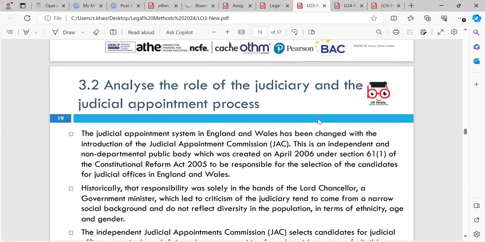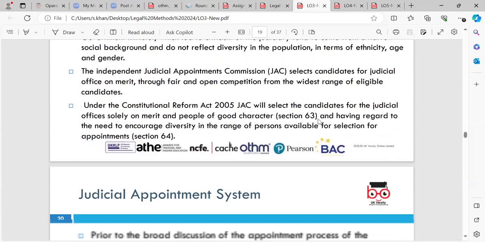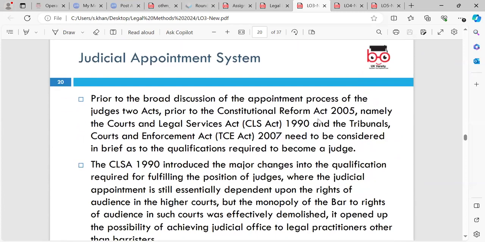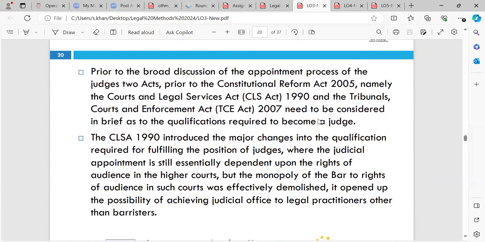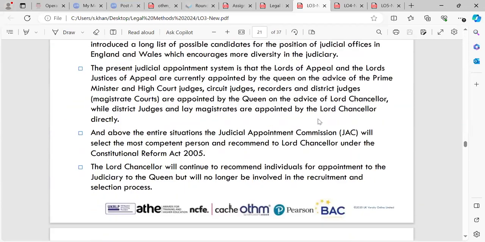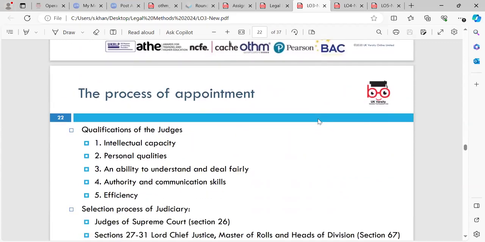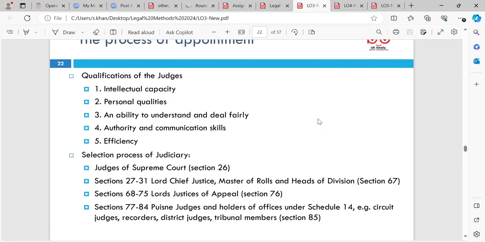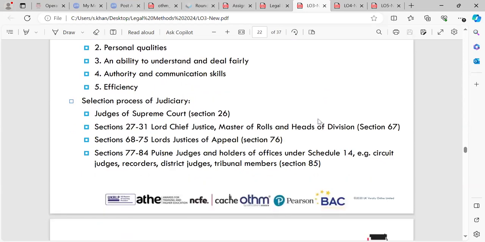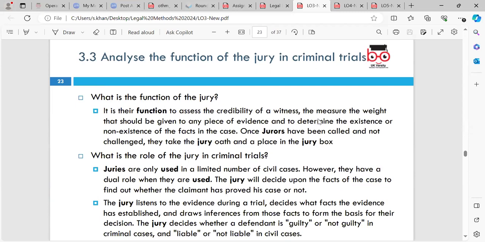We then went on to look at 3.2, which was to analyse the role of judiciary and the judicial appointment system within the Constitutional Reform Act 2005. We looked at the changes within the Constitutional Reform Act 2005. We looked at the process of appointment: intellectual capacity, personal qualities, ability to understand and deal fairly, authority, and communication skill and efficiency.